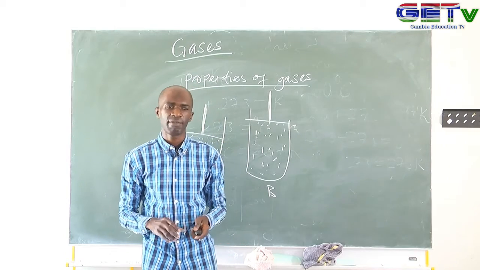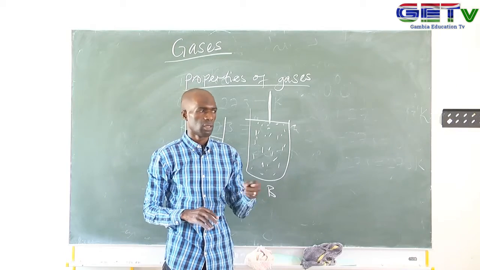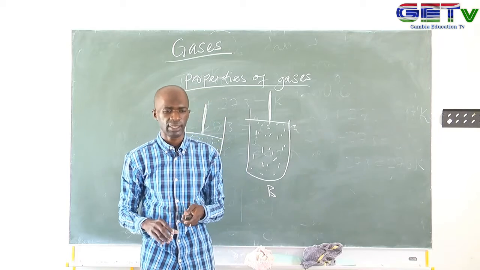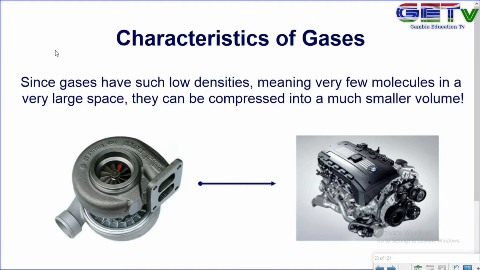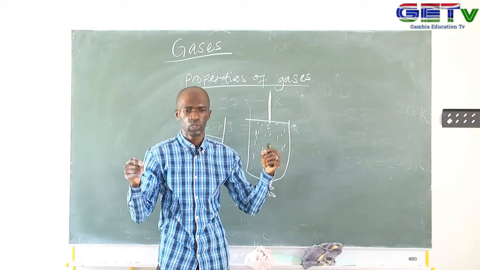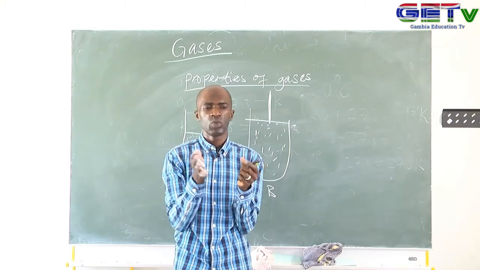So this shows that gases have very low densities compared to liquid and ice. Generally, solids have higher density than liquids and then gases. Since gases have much lower densities, meaning very few molecules in a very large space, they can be compressed into a much smaller volume. Because gases will occupy a large volume, we can easily compress them. And in compressing gases, we try to reduce the intermolecular distances between the gas particles. So you reduce the distance between the gas molecules.